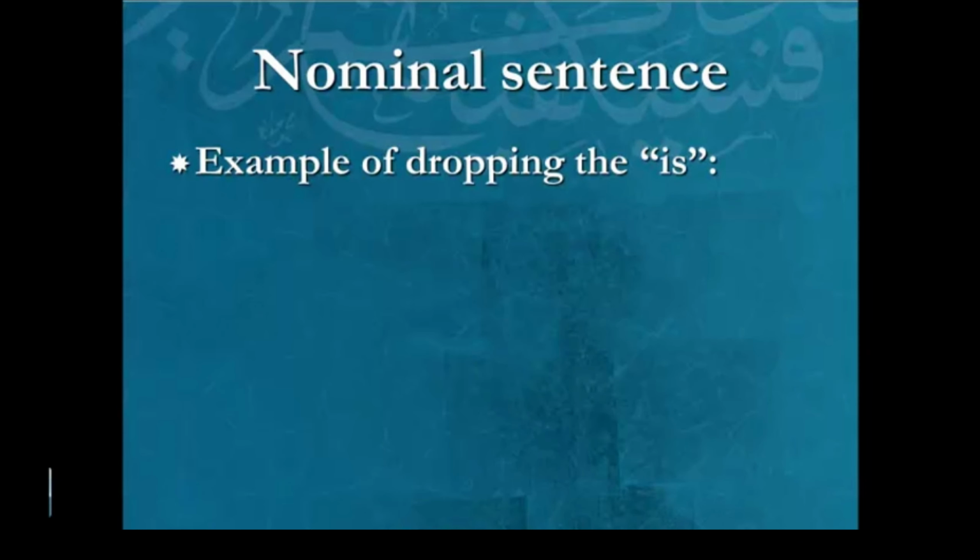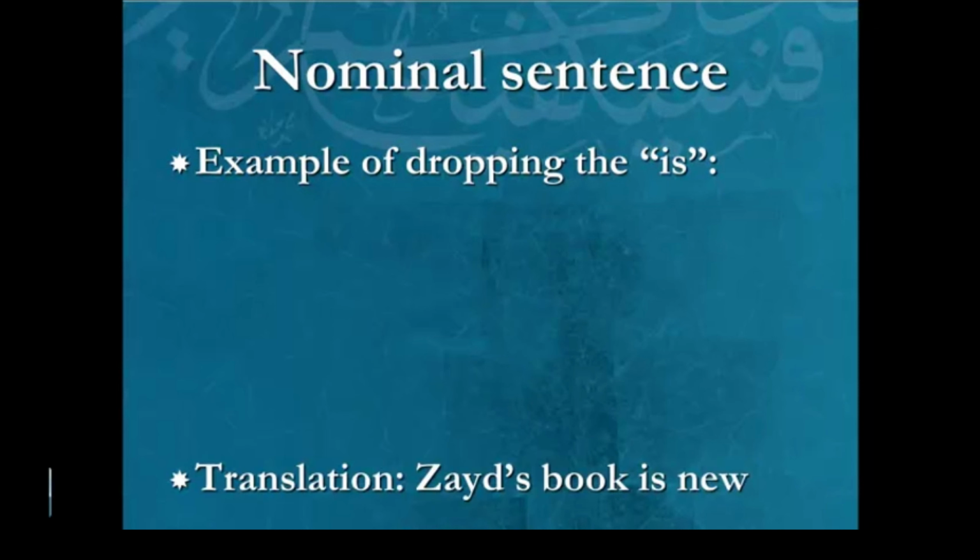Here's the example of dropping the "is" in the correct place, where the phrase is exhausted. The sentence is Kitabu Zaydin Jadidun. Translation: Zayd's book is new. You see the word kitab and the word Zayd do have a relationship, because the word kitab does not have the "al" and it doesn't have the tanween, and Zayd is in jar, so it has all of the components of the possessive phrase that were taught to you in the previous video. So those two together would connect.